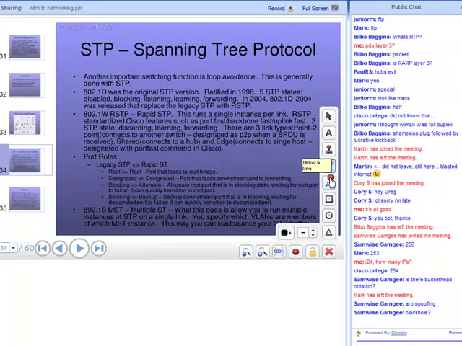You can look at all these details in here. There's a whole lot in there. 802.1D was the original in 98. It had several states: disabled, blocking, listening, learning, forwarding. It also was really slow. And then they came out with 802.1w, rapid spanning tree protocol.